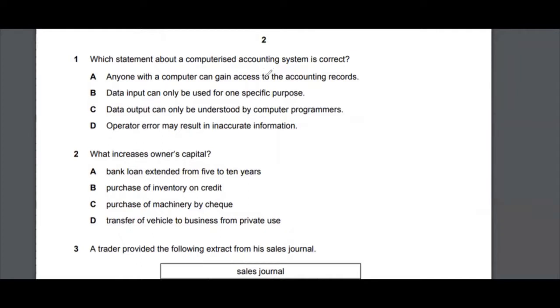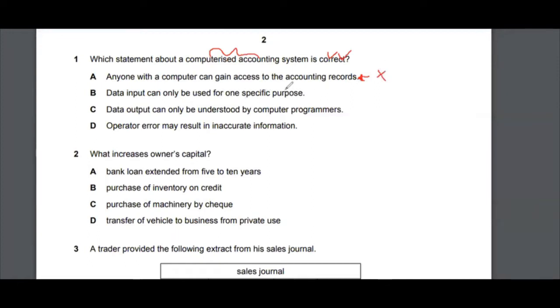If you look at it, in May, June 2017 as well, the first multiple choice question was actually about computerized accounting system. There, the question was about disadvantage, but here it's about which statement is correct, right? So anyone with a computer can gain access to the accounting records. Now, this is not necessarily true because accounting records can be kept safe by password protection, right? So unless there is no password, then maybe it's possible, but again, it's not a certain thing, right? So option A is actually not correct.